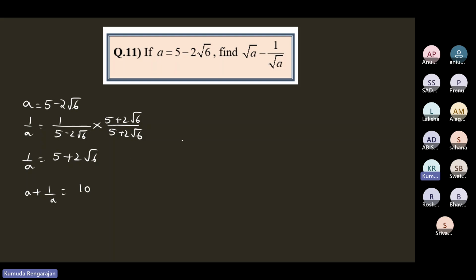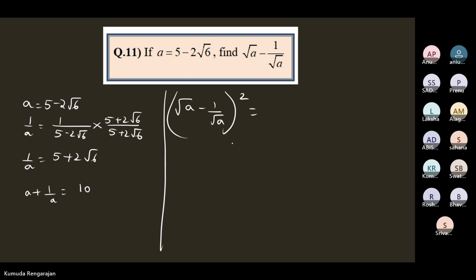Okay. Now you have this result, A plus 1 by A. Now you take up whatever is to be found. So now you have to find root A minus 1 by root A. You square this and expand it. First, you find the value of A plus 1 by A. Now take up whatever is to be found, root A minus 1 by root A. Square it. What is root A minus 1 by root A the whole square?